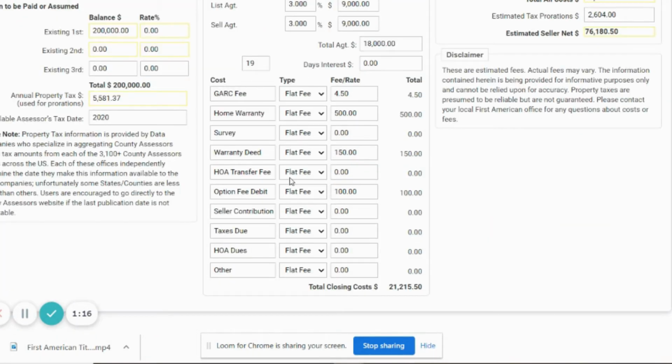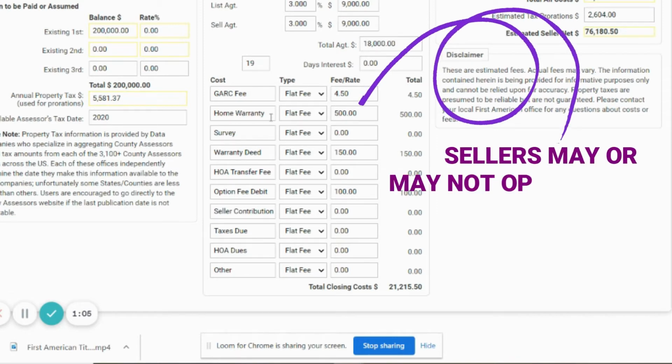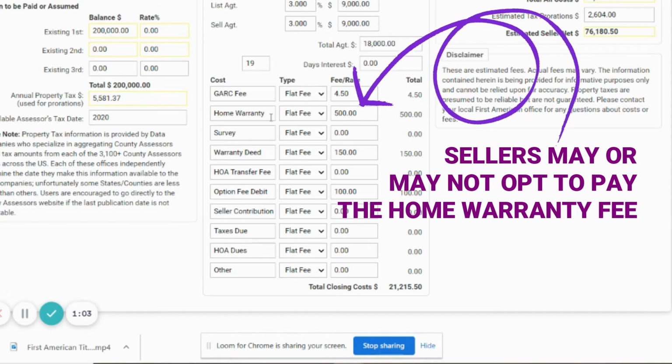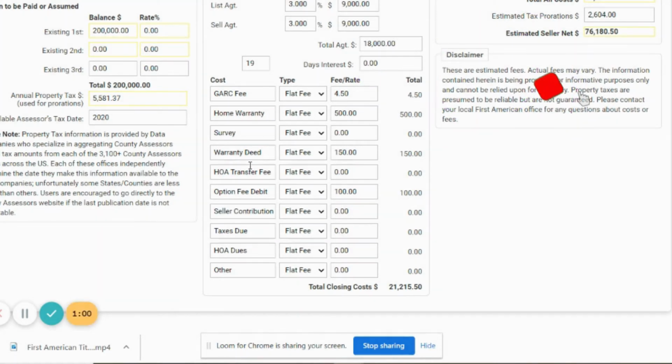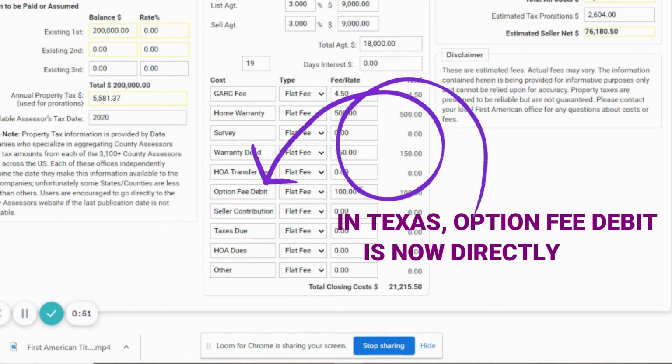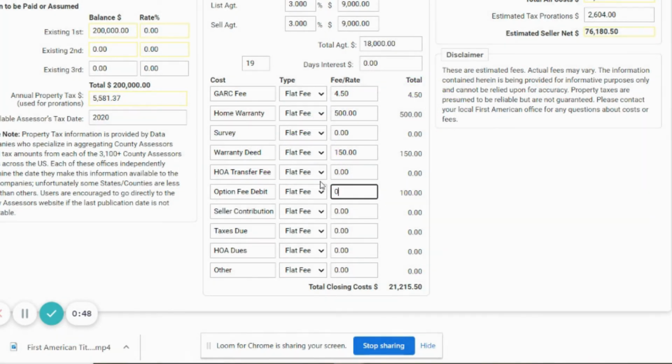And in this part here, it also details typical fees. Home warranty, sellers can pay for this, or it's an option for the sellers not to pay, especially when the market is hot. Warranty deed, HOA transfer fees, option fee. I guess here in Texas, we changed our contracts recently so that option fees are directly paid to the title companies. So I'll have to remove that for now. As you see, the closing cost already is projected here at 21,115.